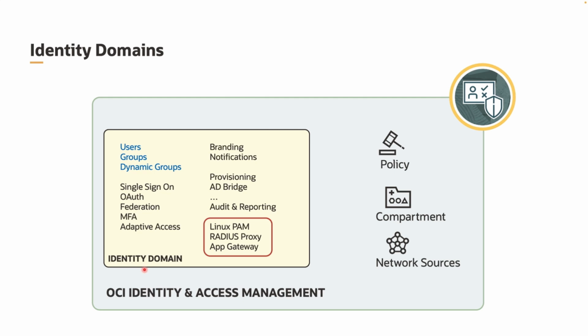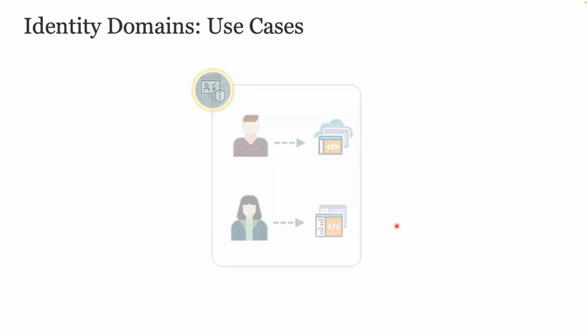And if you notice, an identity domain is a resource in OCI. Therefore, like any other resource, you can write policies for it and scope your domain to a particular compartment. Now let us look at a few use cases for identity domain.